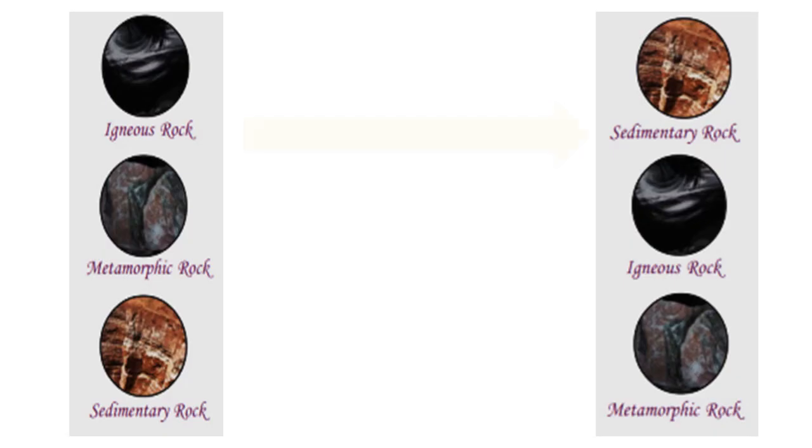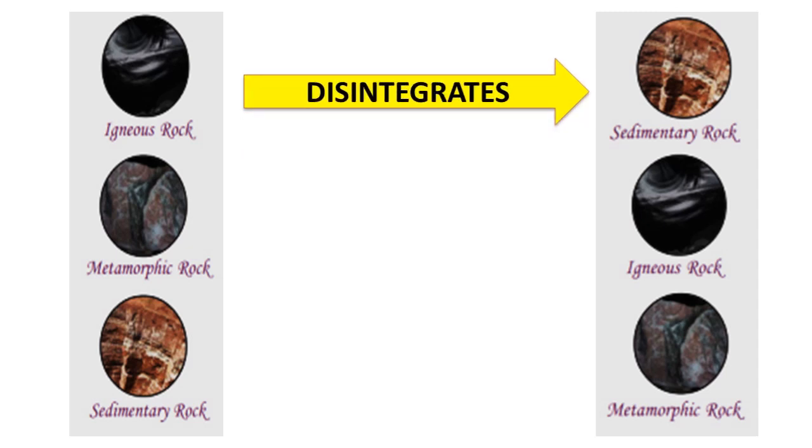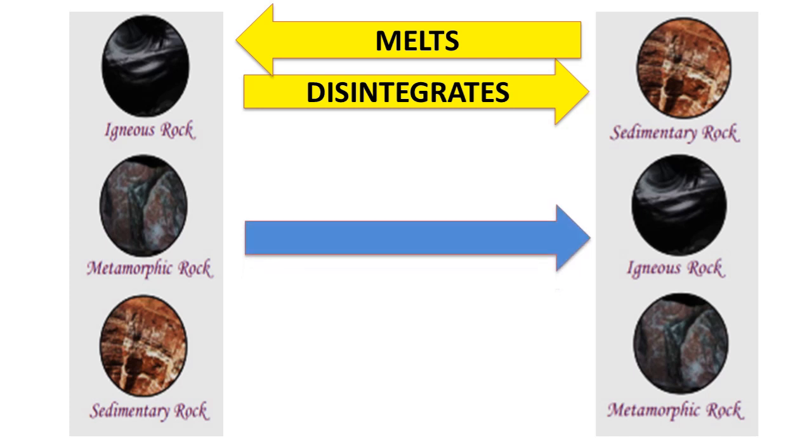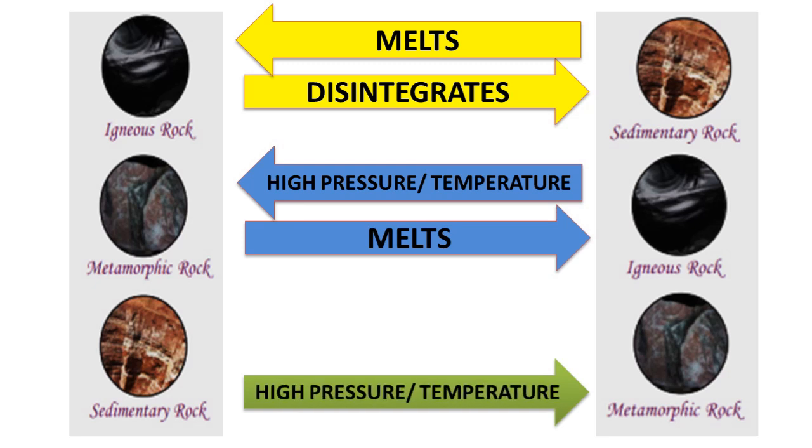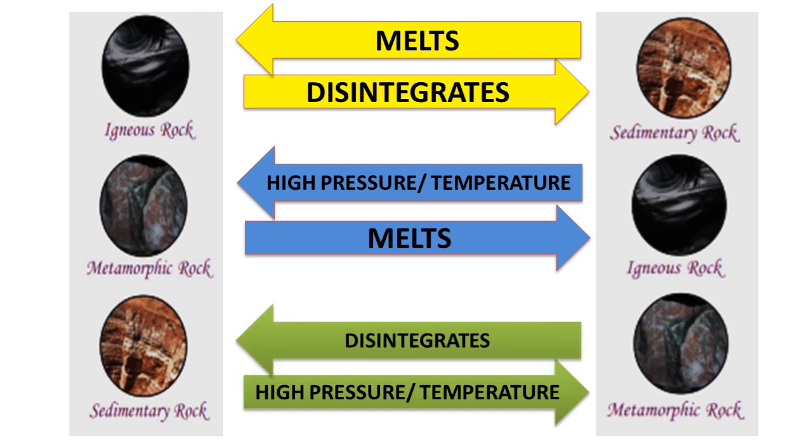Igneous rocks disintegrate to sedimentary rocks. Sedimentary rocks melt to igneous rock. Metamorphic rock melts to igneous rock. Igneous rock under high pressure and temperature changes into metamorphic rock. Sedimentary rock under high pressure and temperature changes to metamorphic rock, and metamorphic rock disintegrates to sedimentary rock. See the video to understand the process.